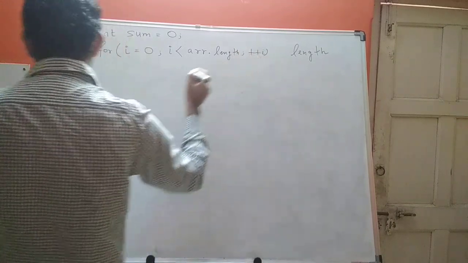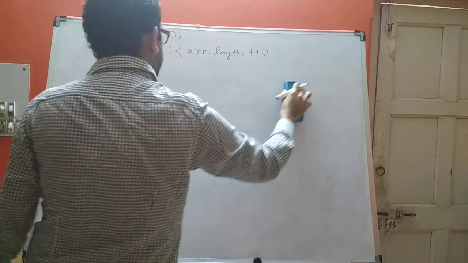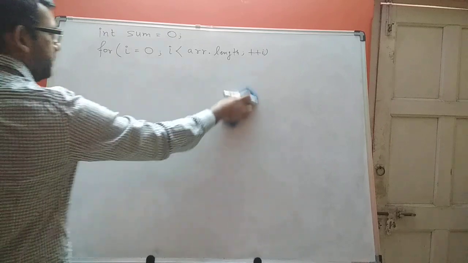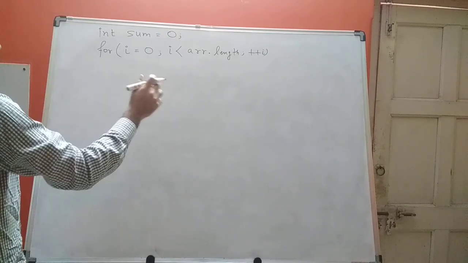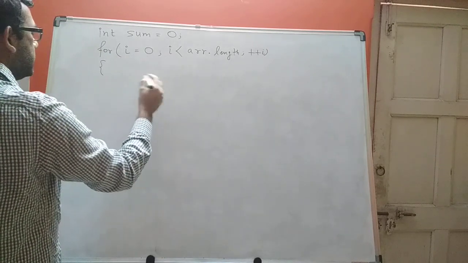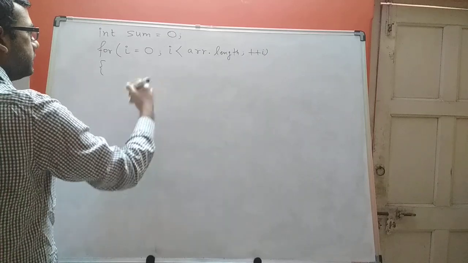And then there's a plus plus I. Okay, so this is how you would access the length attribute of an array. You can do this for all arrays, irrespective of the type. It can be an integer array, a character array. You would be doing the same thing. So now that you have the length with you, what will you do? You will find the sum.